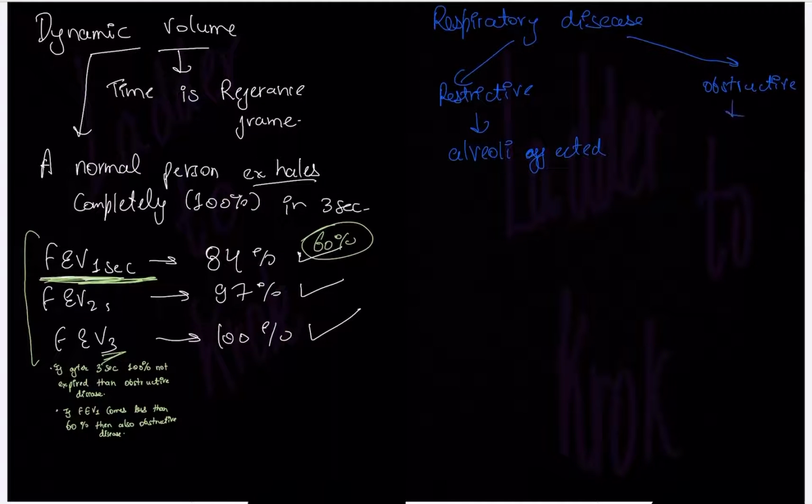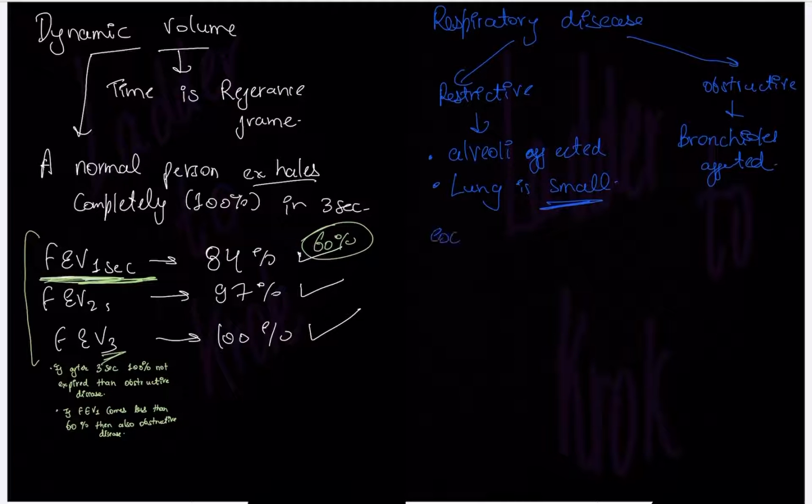Okay, in obstructive disease, what is usually affected? Our bronchioles are affected more. In restrictive diseases, alveoli are affected. The lungs become small. As the surface area of the lung is reduced by a tumor or anything else, the lung size becomes small.